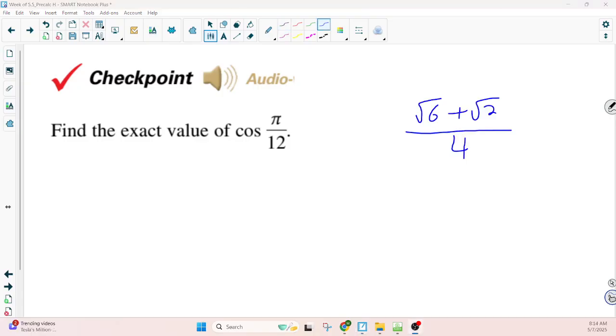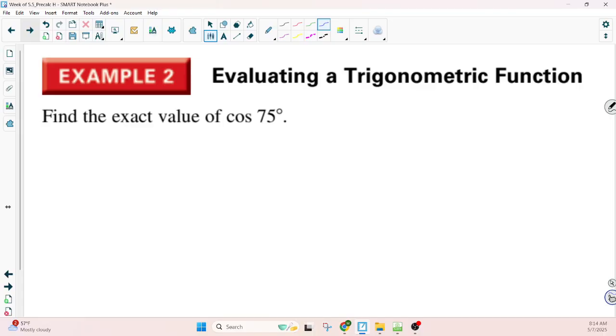Okay, so as you have tried this, hopefully you came out to this. Can I ask what the decimal for root 6 plus root 2 over 4 is? 0.966. So that's what we want to come out to. Of course, when we type this in, we should obviously get 0.966. But you're coming out to this. I'm going to skip going over that. Just follow the formula, okay? Sorry for the formula discrepancy.